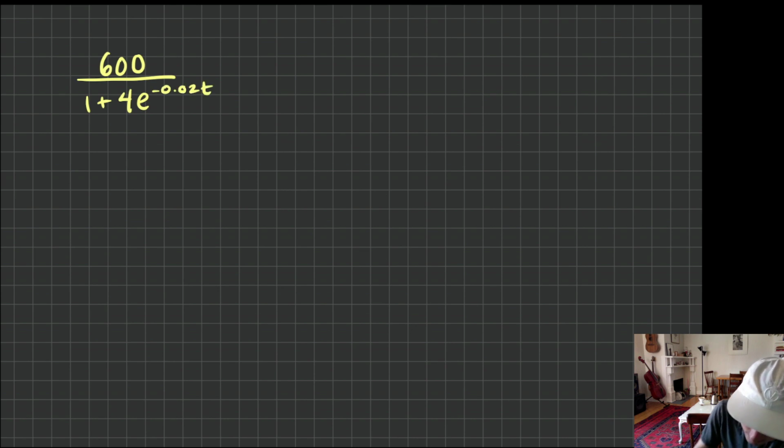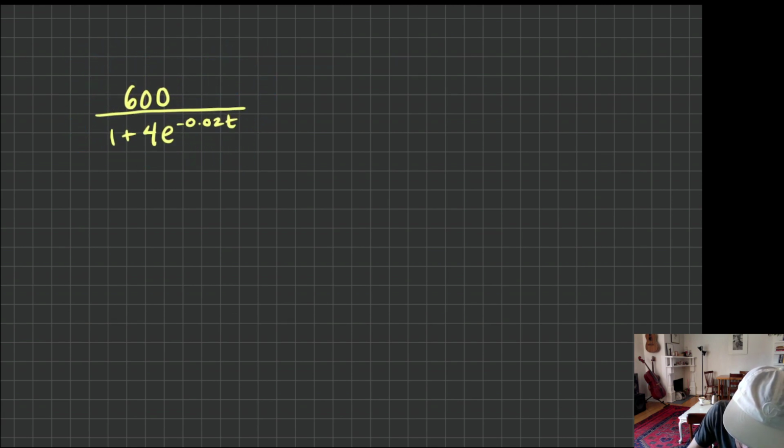I think it was 600 over 1 plus 4 times e to the negative 0.02t, right? And we were asked to take the derivative, and then we were asked to take the second order derivative. I wanted to address it yesterday, but I wasn't quite sure exactly what tools we needed. I was a little hesitant to jump right into it, but I spent a little bit of time last night mulling it over, and I think I know how to explain it.